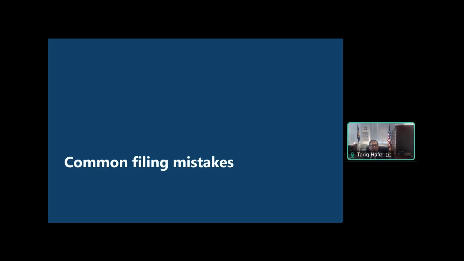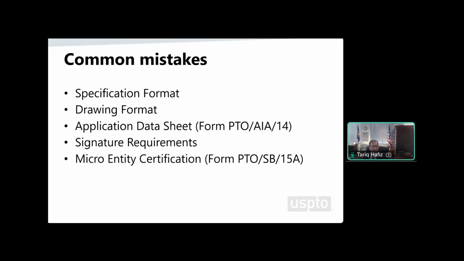All right, let's go over some common filing mistakes, so you can just avoid them. The most common mistakes occur in formatting of the specification and drawings, as well as parts of the ADS and the microentity certification forms, as well as some improper signatures. So let's first look at the specification formats.